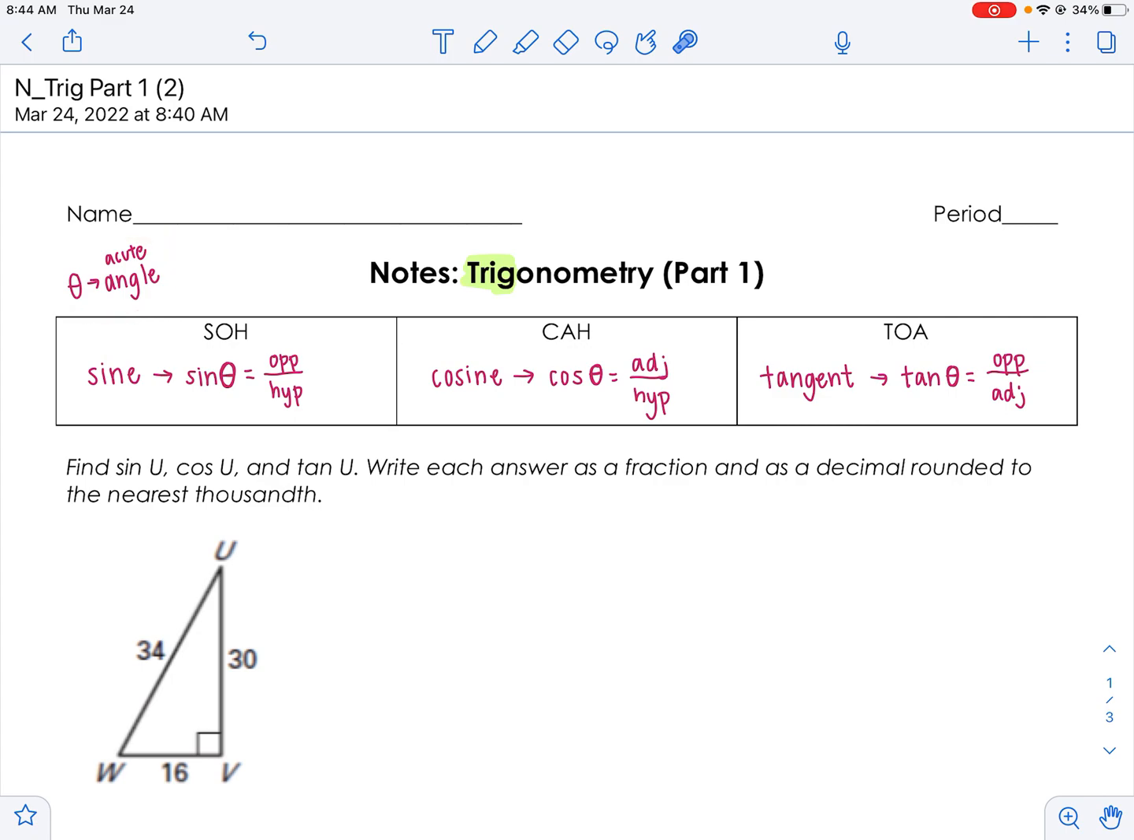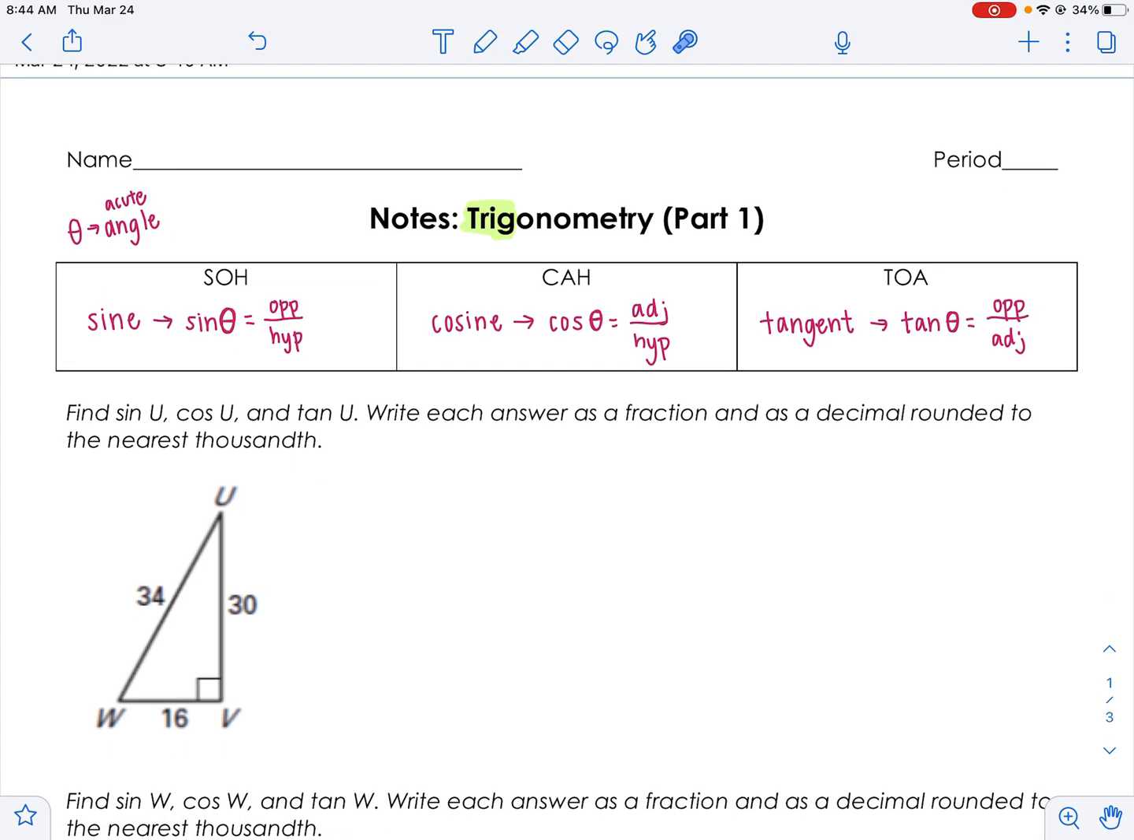So the way that it works is that theta is your angle, and then we're going to label our sides and go from there. This problem says find sine of u, find cosine of u, and tangent of u. We're using the same angle, angle u. So for this particular problem, theta, or my acute angle, is angle u. That's the angle I'm going to revolve around. Now it says write each answer as a fraction and as a decimal. We're going to take out that decimal part and just leave our answers as fractions.